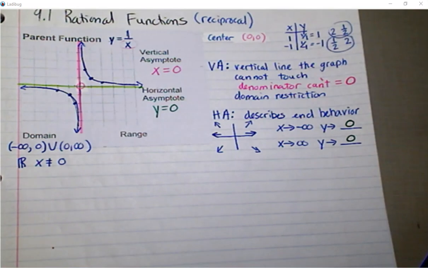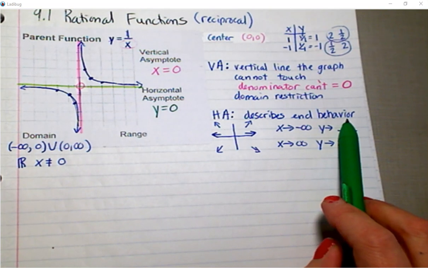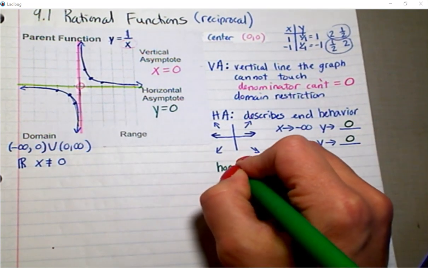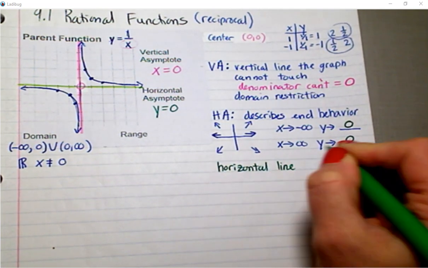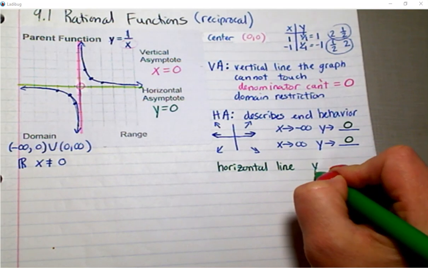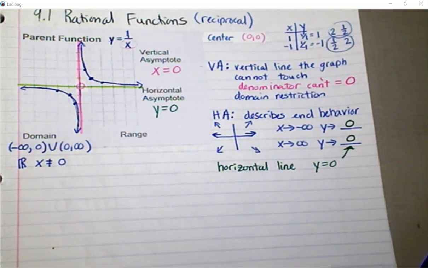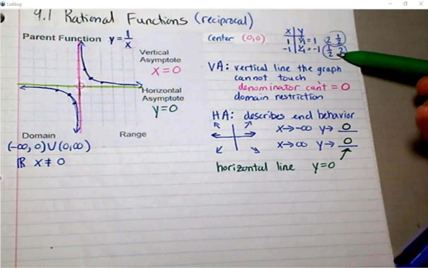So the horizontal asymptote describes end behavior. And in this case, it's a horizontal line. That matches this value right here, which is what happened when I actually tried plugging really, really big positive or really, really big negative numbers into the equation.